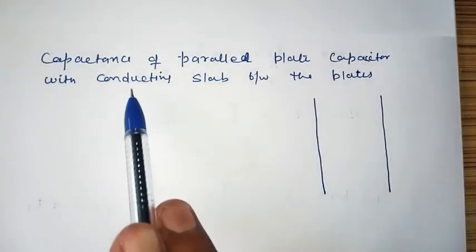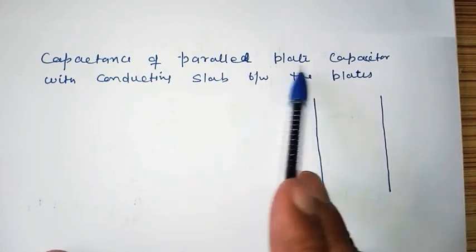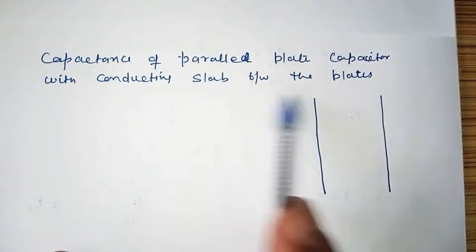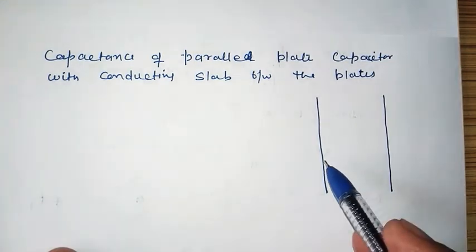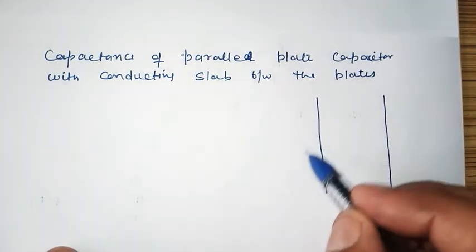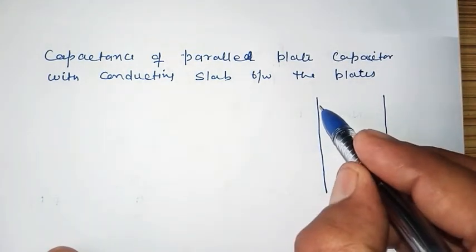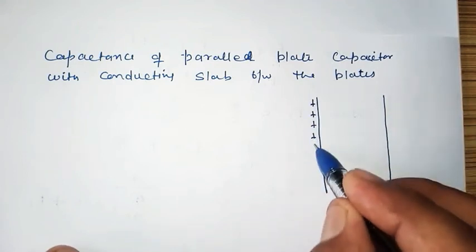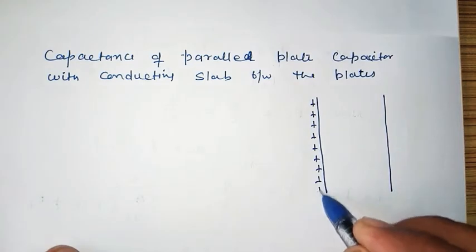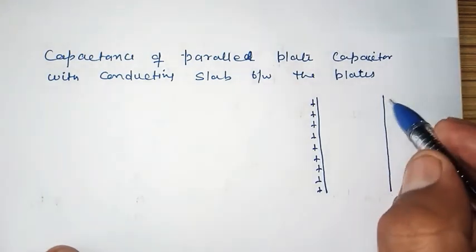Hello students, in this video we will discuss the capacitance of a parallel plate capacitor with a conducting slab between the plates. So let you have a parallel plate capacitor here and a battery is attached with it. So the battery is supplying the charge to it, and let this plate acquire the positive charge, and due to induction here negative charge will come.